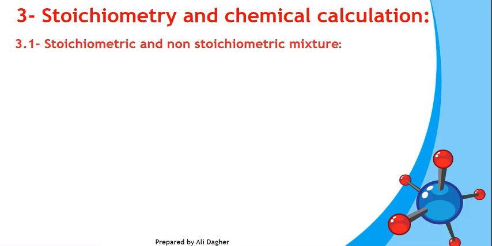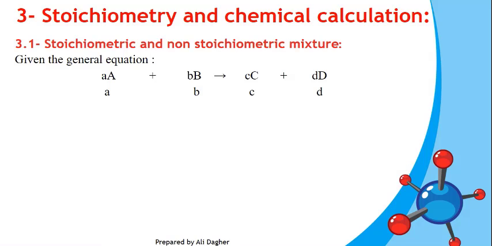Part 1. Stoichiometric and non-stoichiometric mixture. How can we identify if a mixture of reactants is stoichiometric or not? Given the general equation, aA plus bB gives cC plus dD, where small a, b, c, d are the stoichiometric coefficients, and at t equals 0 we are given initial number of mole of A and initial number of mole of B. This is the initial mixture of reactants, while C and D, the products, are n equal 0 at the beginning of the reaction.